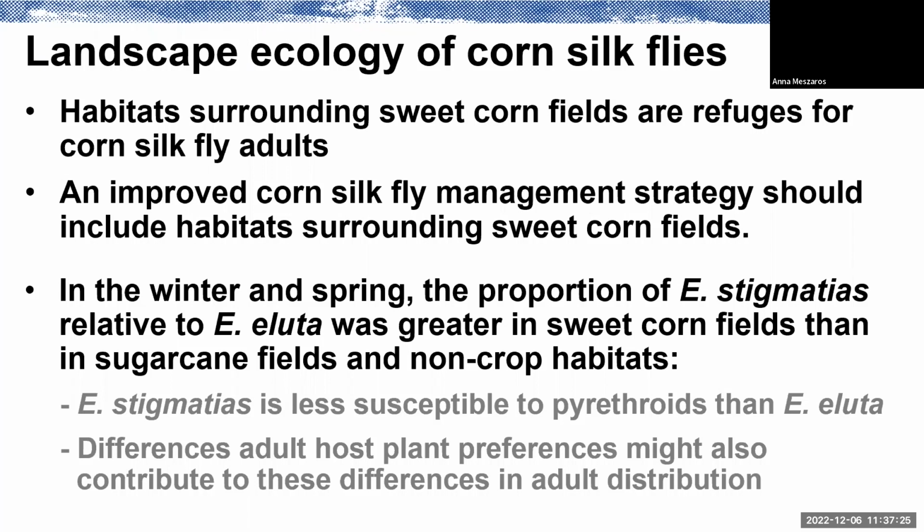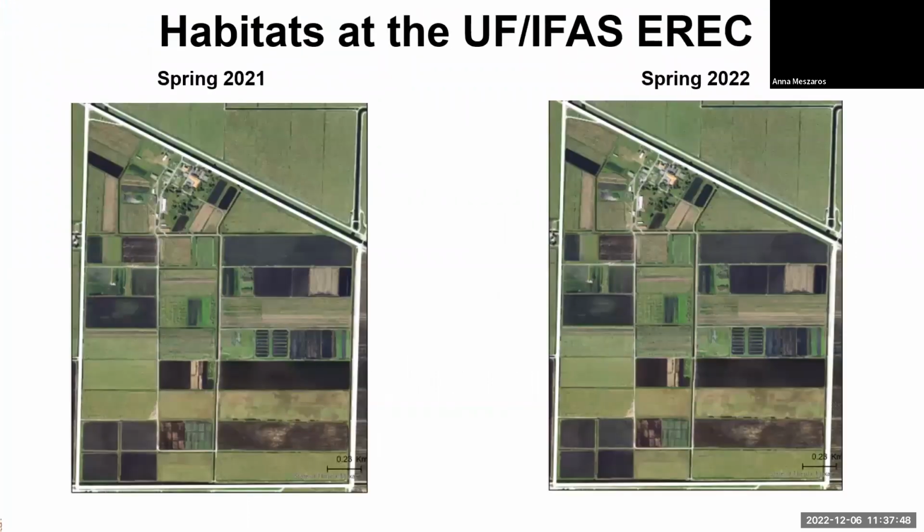But I think that there's also something to do with intrinsic behavior and preference of this species that contributes to those different distributions that we see. So how do we better understand this so that we can further understand the role of the habitats surrounding sweet corn? So for this part, actually, we stayed a little closer to home.